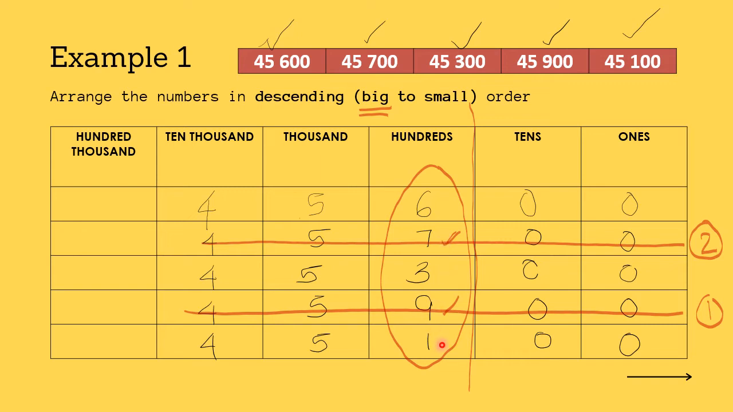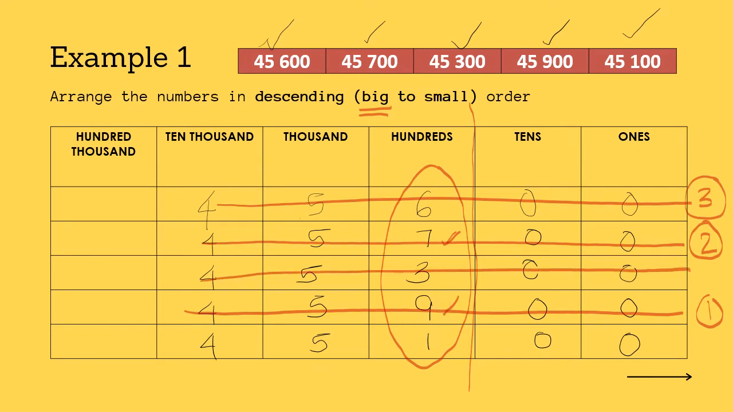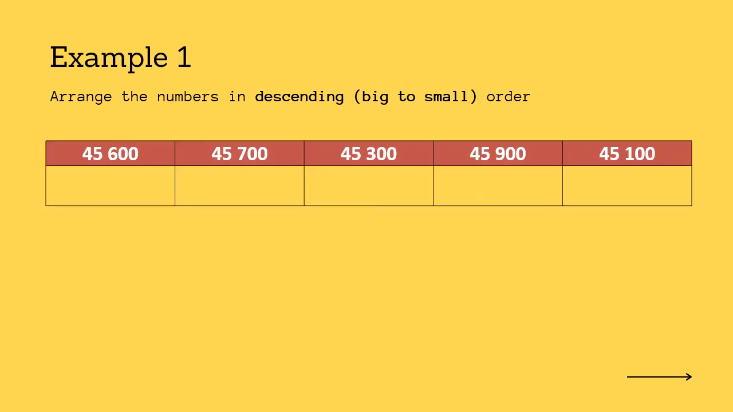Comparing 6, 3, and 1, which one is the biggest number? Obviously, it is 6. So you are going to write 45,600 as the third number. Comparing between 3 and 1, the biggest is 3. So that's the fourth number, and the smallest number is 45,100. So in answer form, remember, this time it's not about ascending, it's all about descending from big to small.